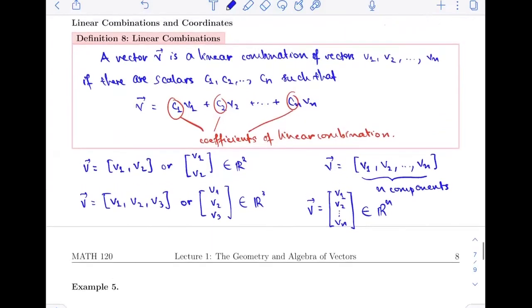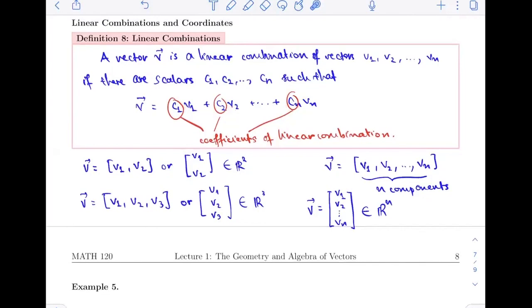Let's quickly recap what we have so far. We just started talking about linear combinations of a vector. A vector V is a linear combination of n-dimensional vectors if there are n coefficients or scalars such that V is equal to C1 V1 plus C2 V2 up to Cn Vn. Again, the C's in this case are the coefficients of the linear combination.